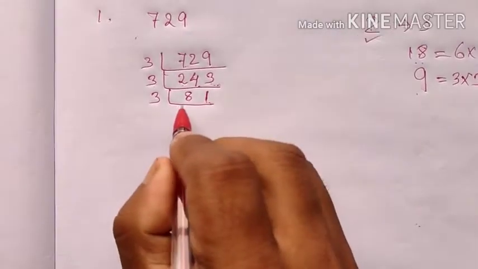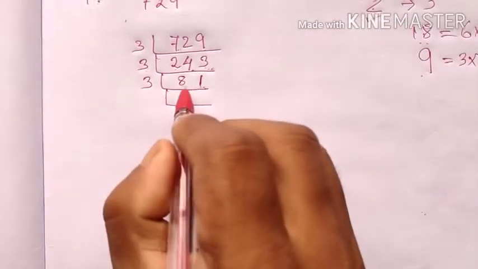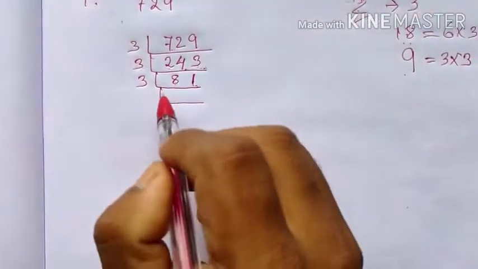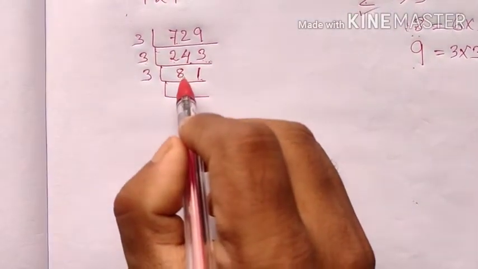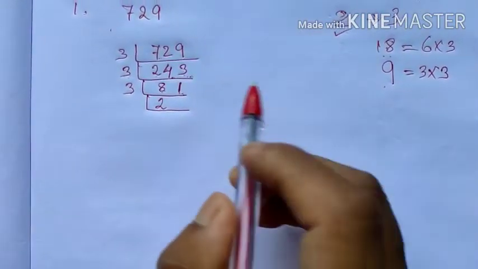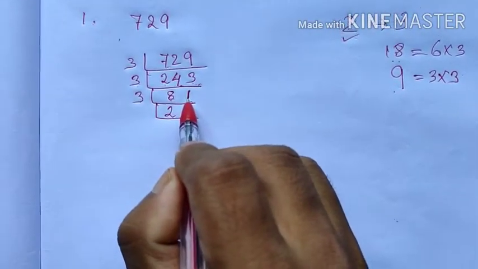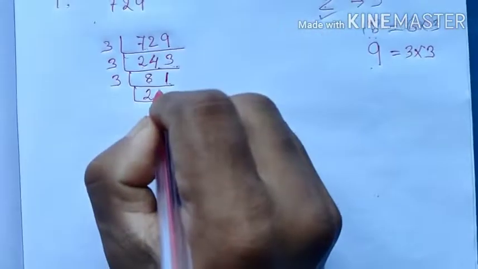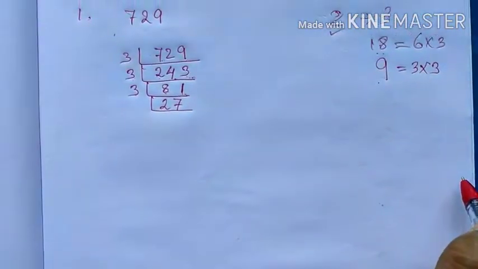Now we will find the answer when 81 is divided by 3, right? So 3 into how much is near to 8? 3 2s are 6, right? And the remainder will be 2, and 2 and 1 will now give me 21. So 3 into how much is 21? 3 into 7 will give me 21.